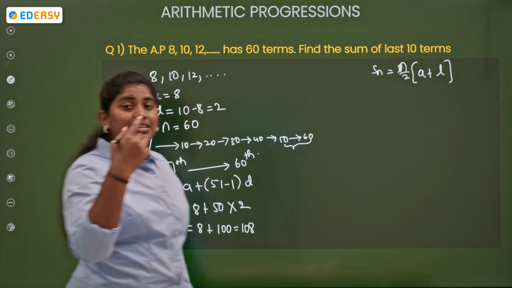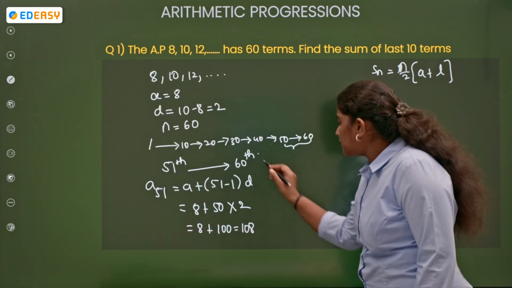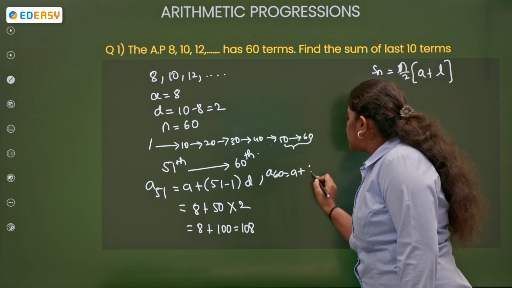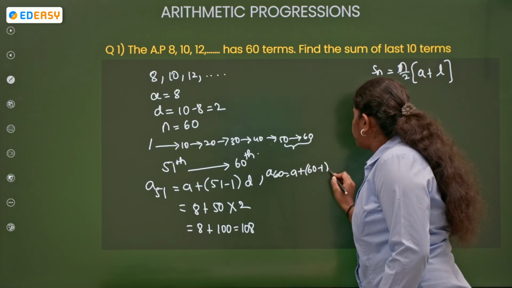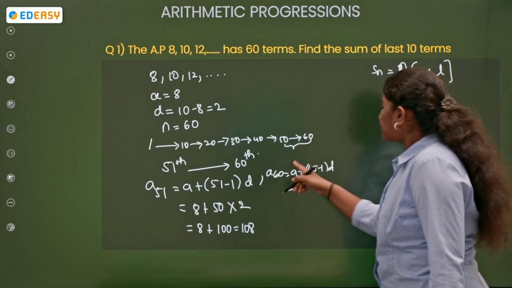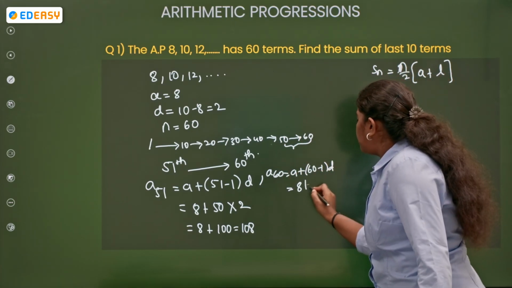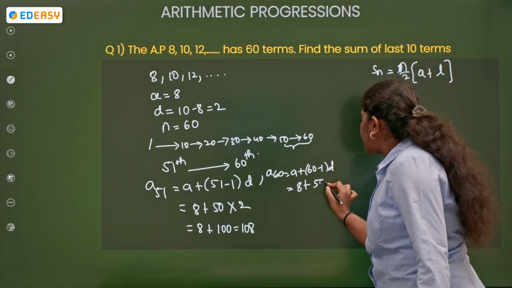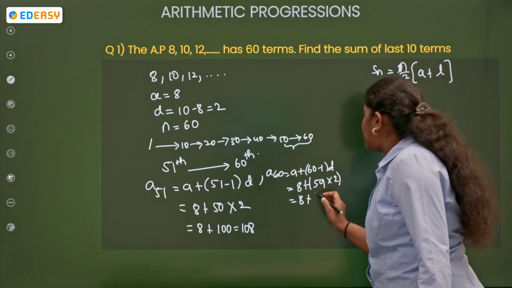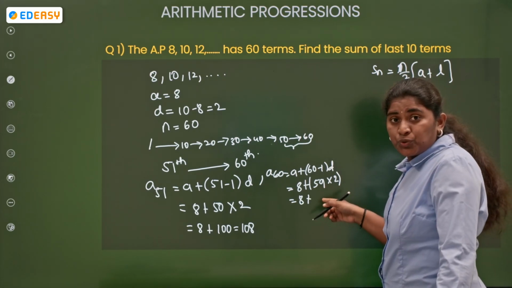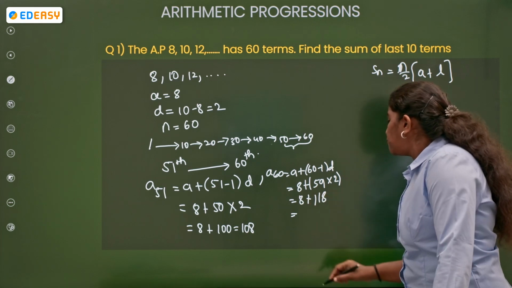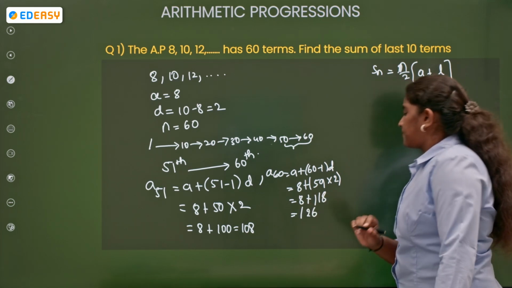What about the 60th term? How will we find the 60th term? A60 will be given by a plus (60 minus 1) into d. Right? Now, what about the a value? 8 plus, 60 minus 1 will give you 59, into 2. 59 into 2 is 118. So now 8 plus 118 will give you 126.